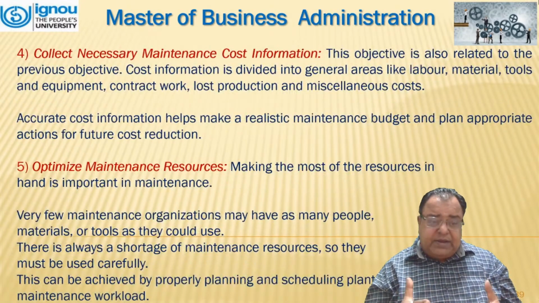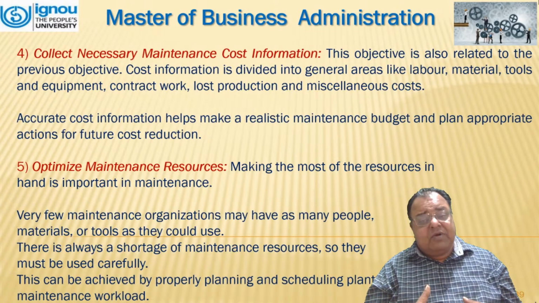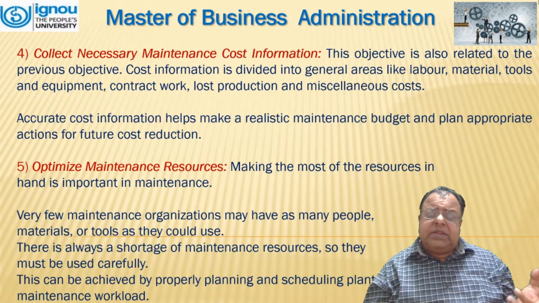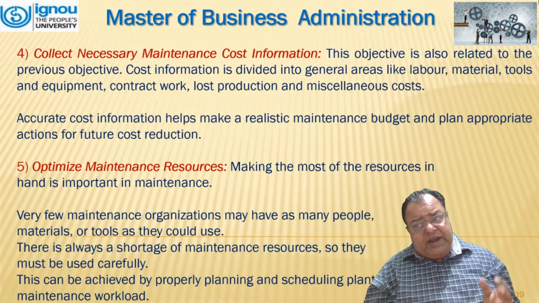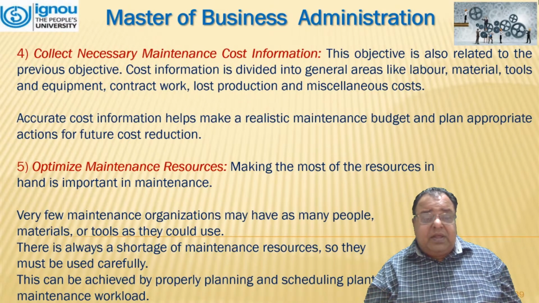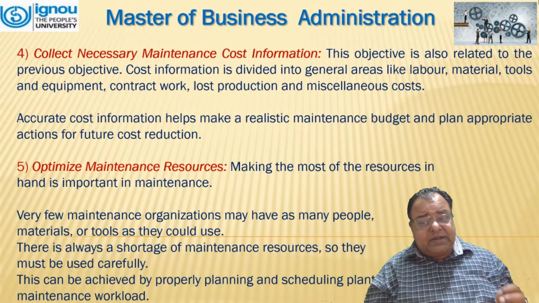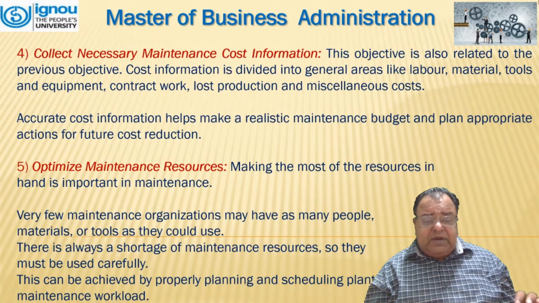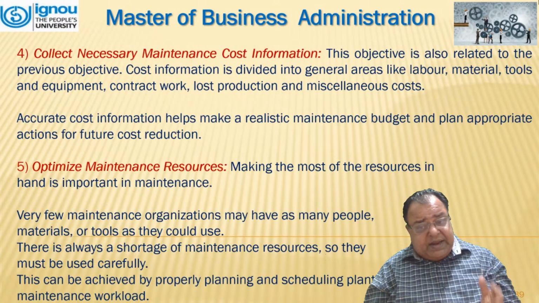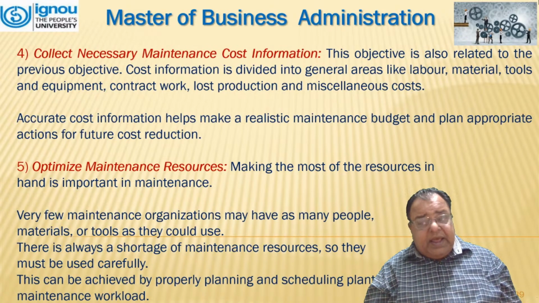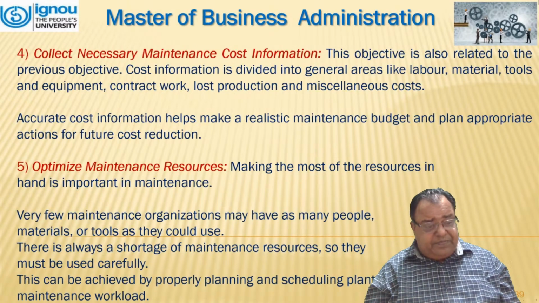Fourth one is collect necessary maintenance cost information. This objective is also related to the previous objective. Cost information is divided into general areas like labor, material, tools and equipments, contract work, lost production, and miscellaneous costs. Accurate cost information helps make a realistic maintenance budget and plan appropriate actions for further cost reduction.